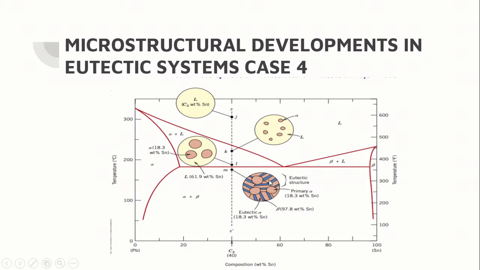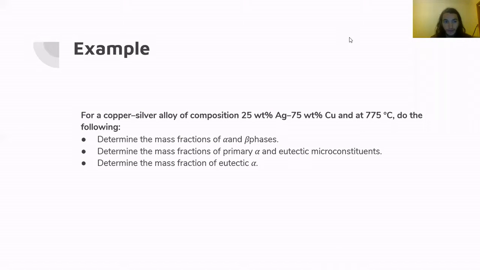Thanks. Okay, so I'm going to do an example to determine the mass fractions of alpha and beta phase at this weight percentage and at this specific temperature. So we're going to find the mass fraction of alpha and beta, the primary alpha and eutectic microconstituents, and the mass fraction of eutectic alpha.